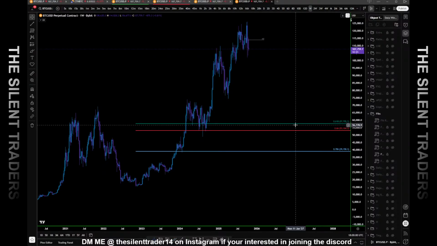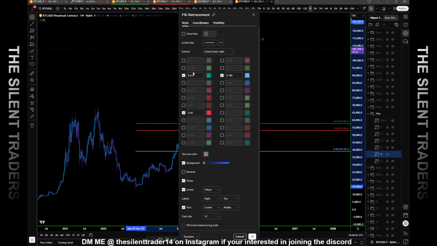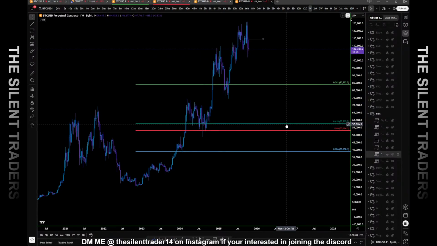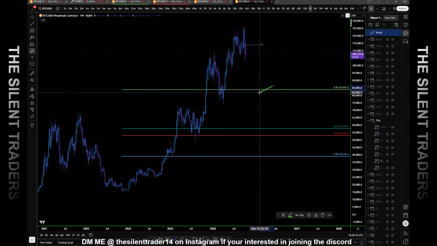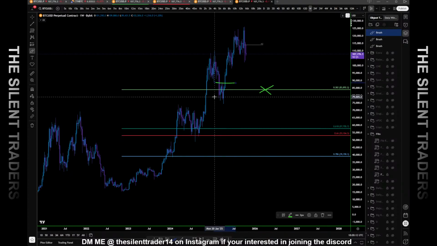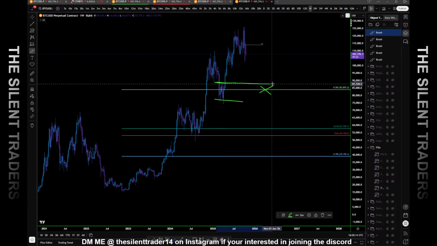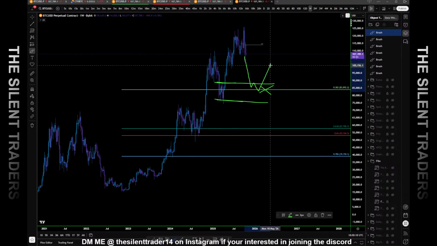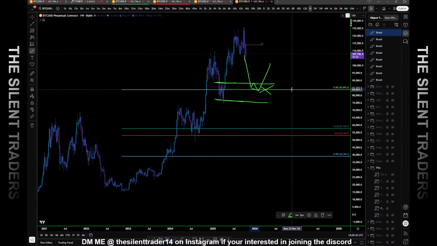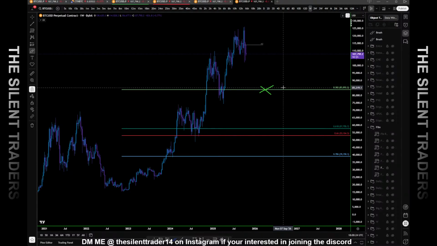Let's also throw the 382 just so you can see it, which is right around 84,000. This one I don't mind either, the 382, because you have an imbalance. This is a range here. So this would be range demand. So it could make sense if you've seen some sort of bull div at the 382 within the range demand. Something that would make sense too.